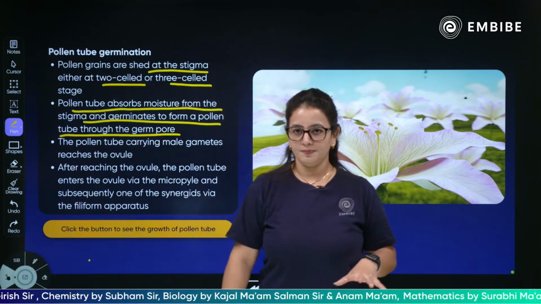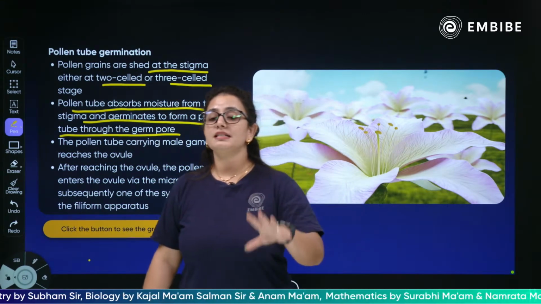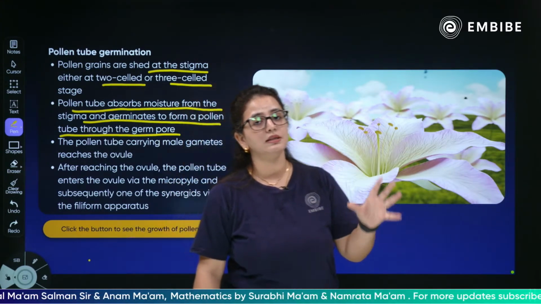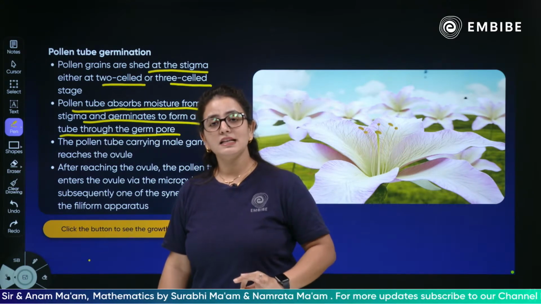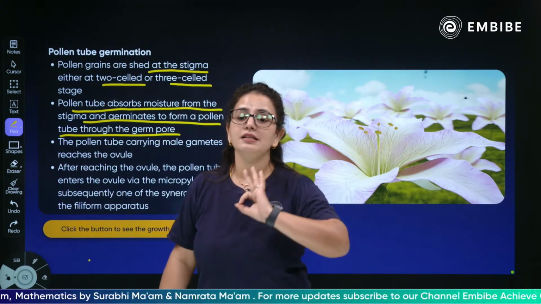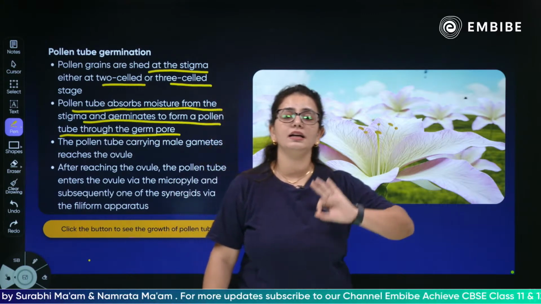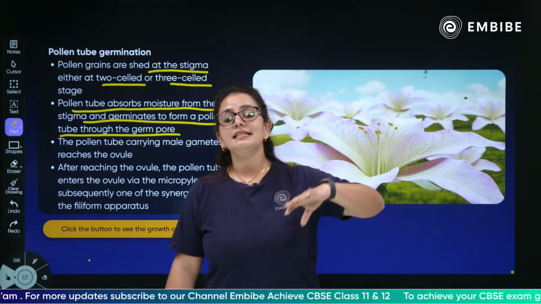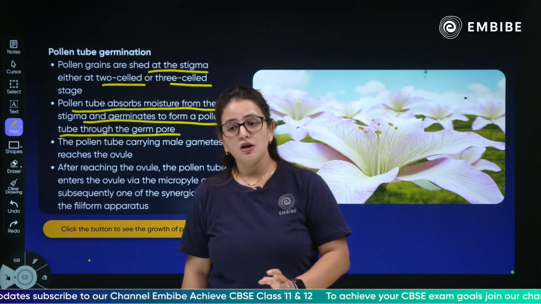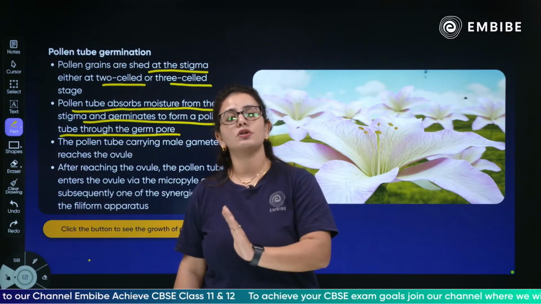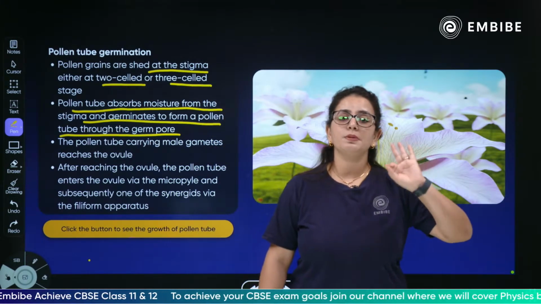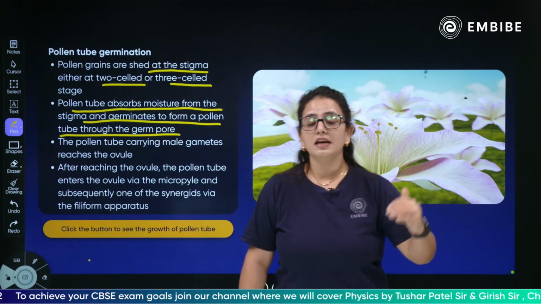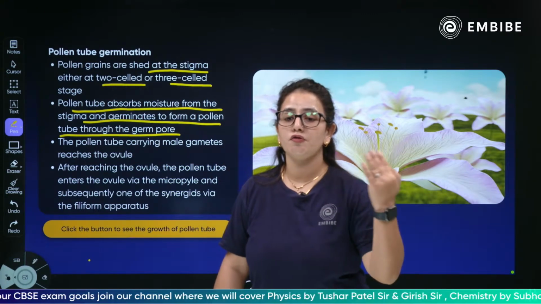If you remember, I told you when we were discussing the structure of the pollen that on the outer side of the pollen there are germ pores. Those germ pores are responsible for pollen tube formation when the pollen lands on the stigma. So, once the pollen grain lands on the stigma, the germ pores present on the outer layer of the pollen will give rise to the pollen tube.